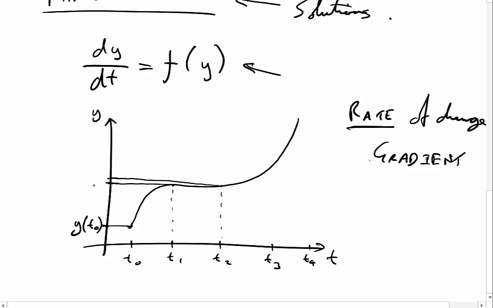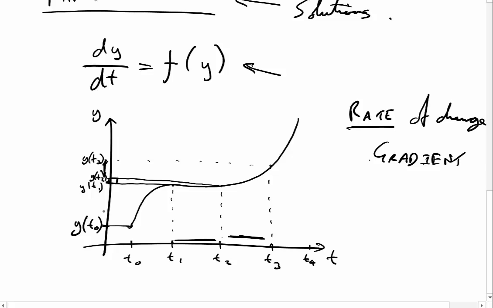So this is t1, y of t1. This is y of t2. We're only moving by that distance, so in the same time period we're only moving by a small amount in the y direction. Therefore, the rate of change in that time period is going to be much smaller. Likewise, if we consider this time period, the rate of change isn't as big as the first time period, but it's bigger than the second time period, because we're moving by a slightly larger amount from t1 to t2.